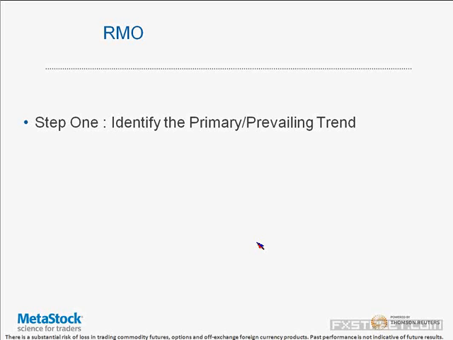So before we actually get to the charts, let's talk about the rules. Remember we talked about the fact that this is a trend-based system or a trend-following system. The first thing that we want to do when using the RMO is identify the trend. If we want to trade in the direction of the trend, it helps us to know if we're in the direction of the primary or prevailing trend.